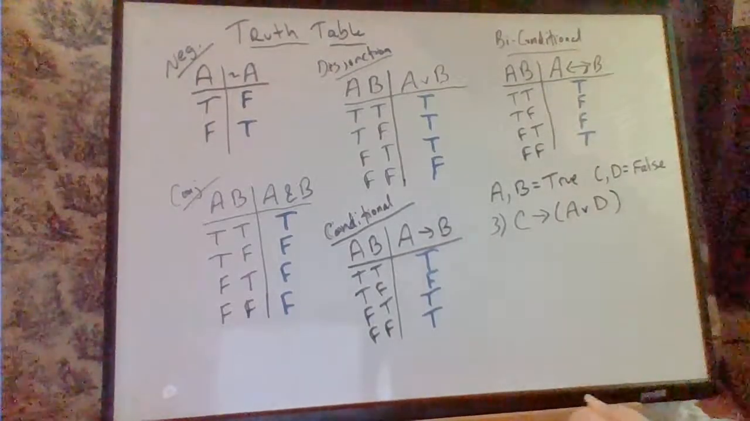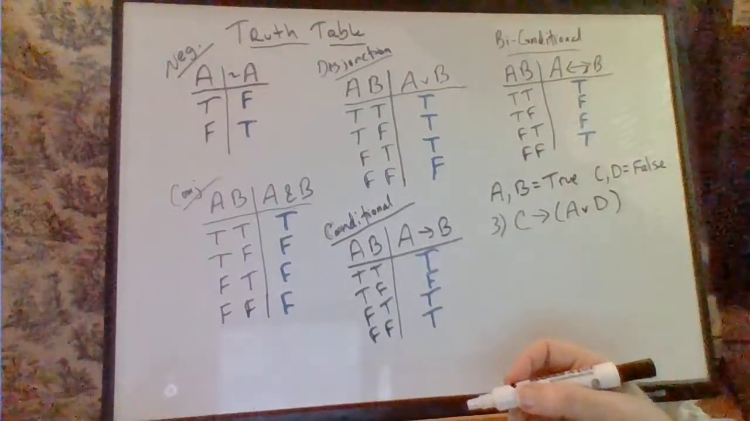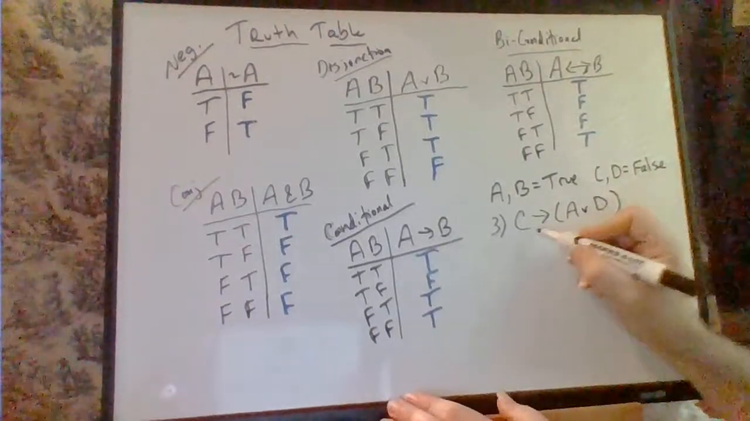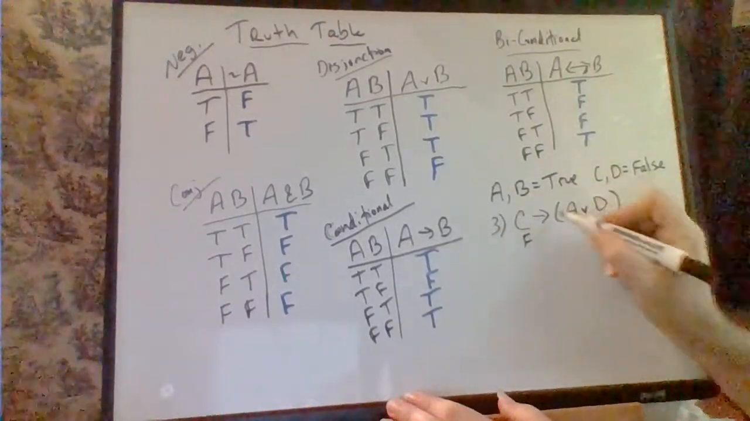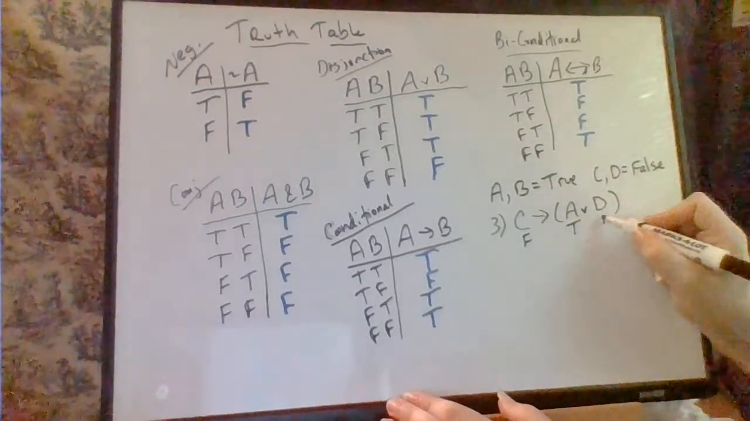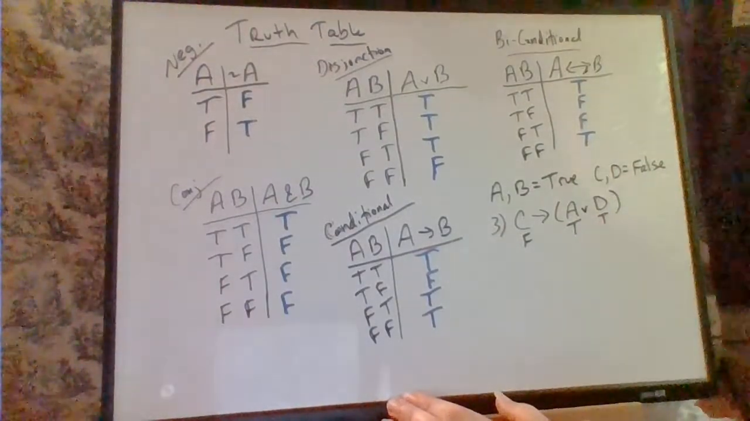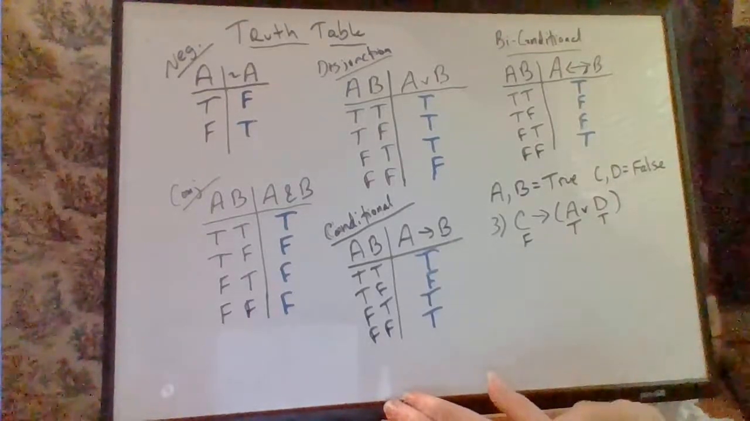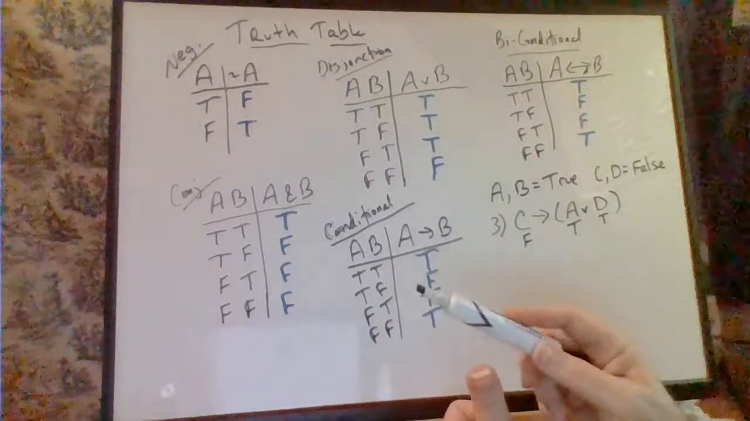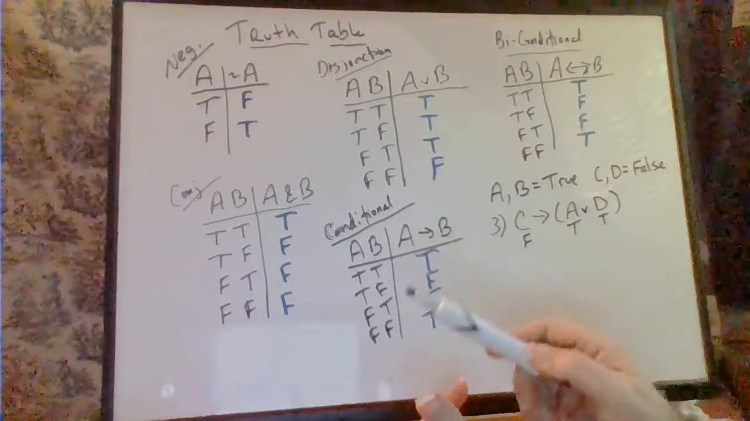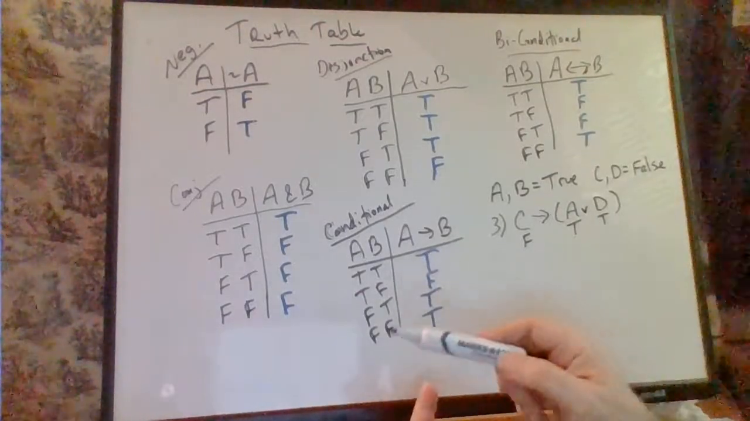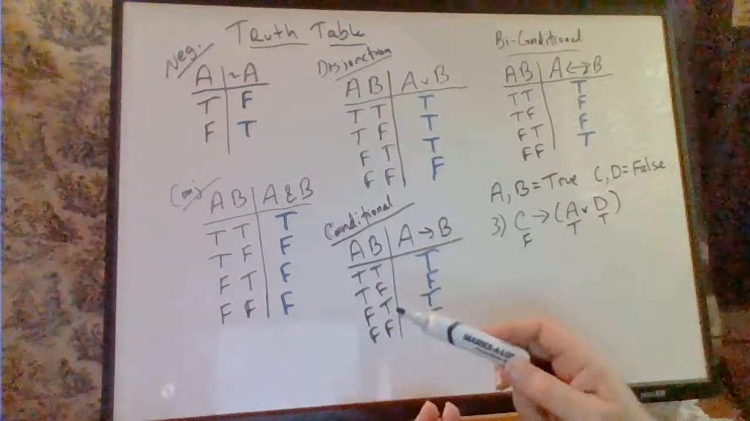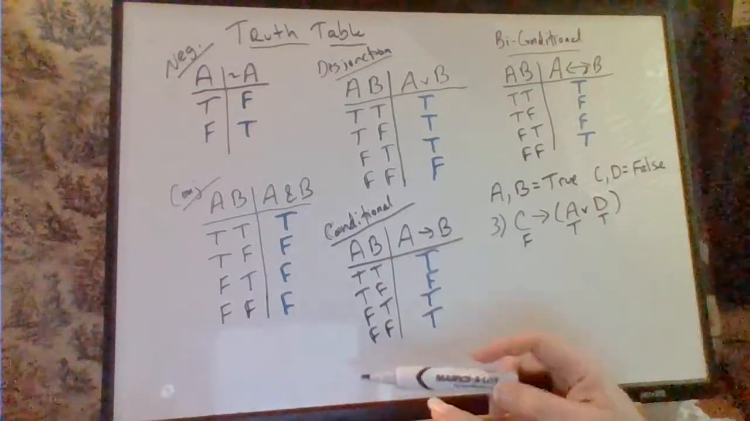So here we have if C, then A or D. Well, we've got C, which is false. We have A, which is true, and we have D, which is false. Just like in mathematics, you have your order of operations. So your order is parentheses, if you have them. Then if you have it, brackets. Then if you have it, braces. And then you move on to your main operator.